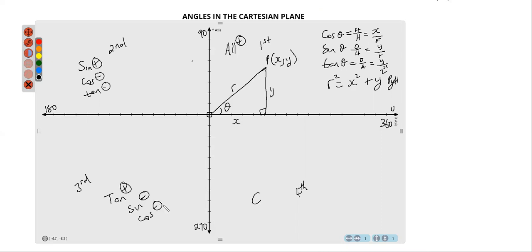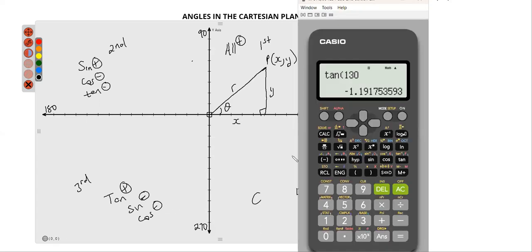Cos is also negative. Now, if you punch in any angle between 180 and 270, let's just say 200, if you say sine 200, you get a negative. If you say cos 200, you get a negative. If you say tan 200, you get a positive. So that's what we're talking about.